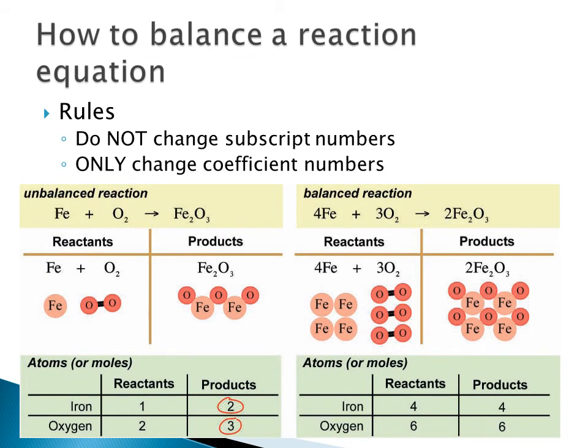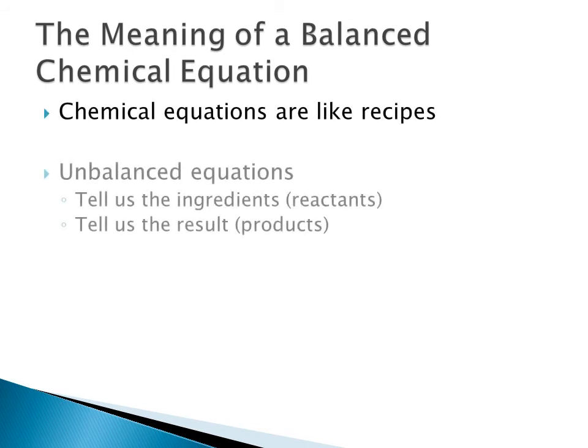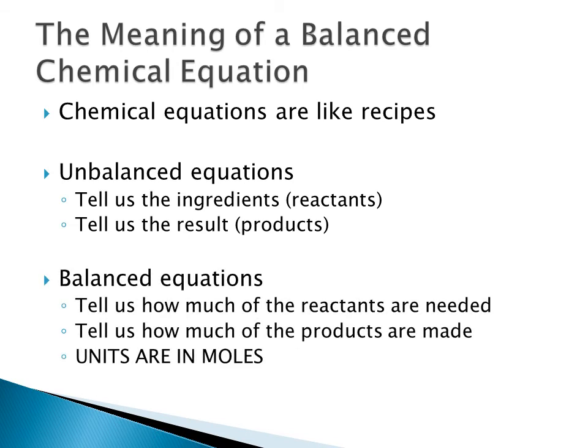And this diagram here takes you through the unbalanced reaction and compares it with the balanced reaction. And again, I will go through step by step with you how to do that, but we're saving that for later on in the semester. It's important right now to understand what a balanced chemical equation means. Chemical equations are like recipes. The unbalanced equations will tell us what the reactants are and what the products are, but it doesn't tell us how much we need or how much will be produced. That's what a balanced equation will do.